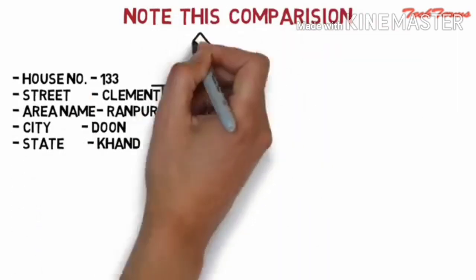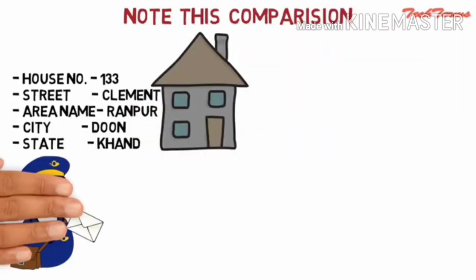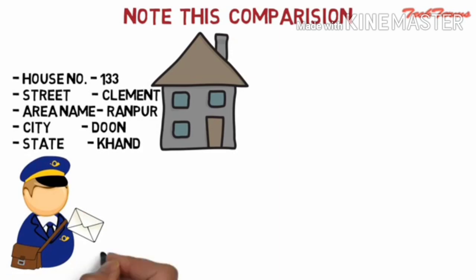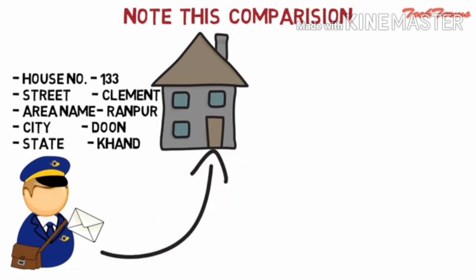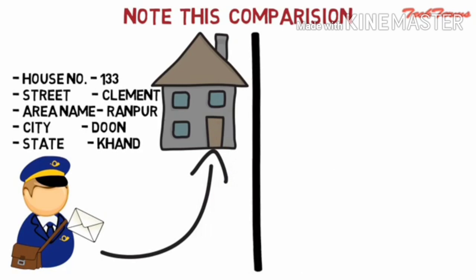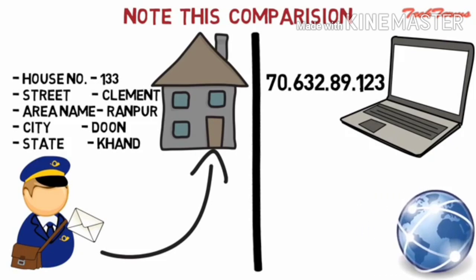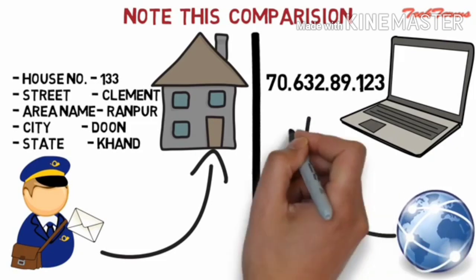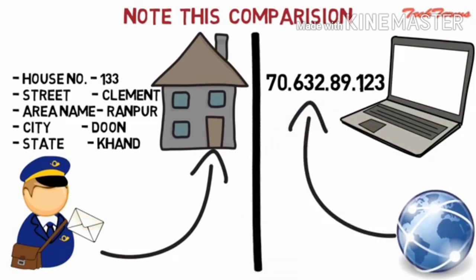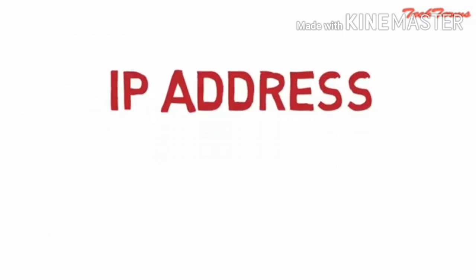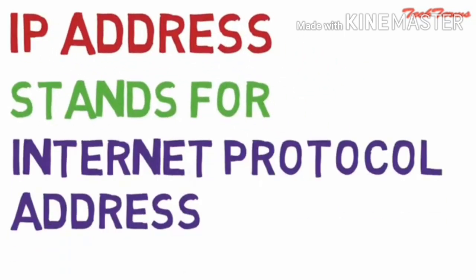Note this comparison. This is your home address, which is identified by your area postman, and you get all the things delivered in this address. Similarly, this is your computer address, which is identified by the computers in internet, and you get all the downloads available at this computer address. This address is the IP address of your computer. IP address stands for Internet Protocol Address.